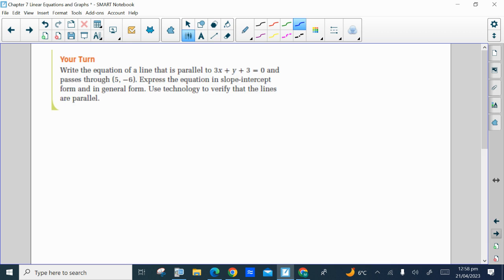So if we skip that page because it's not working, write the equation of a line that's parallel to that line and passes through the point (5, -6). We want to write it in both slope-intercept form and general form. So it's parallel to the line 3x plus y plus 3 equals 0. Do we know the slope of that line, Keen? Why not?